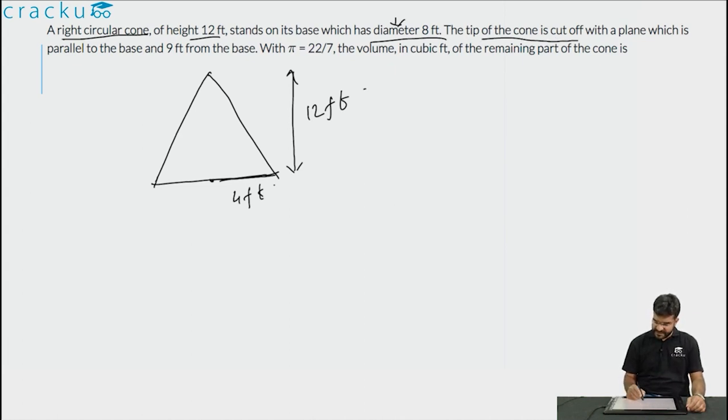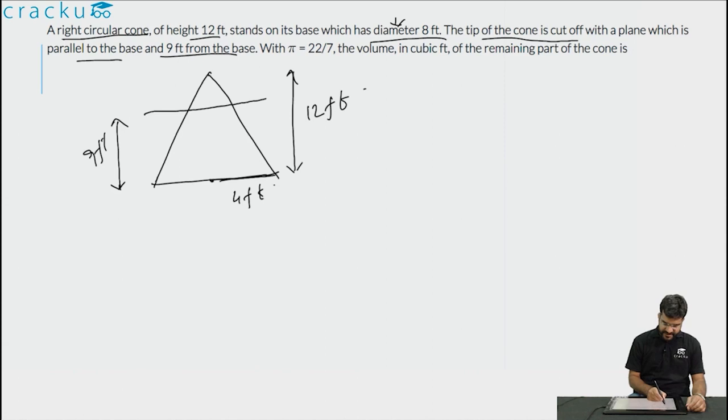The tip of the cone is cut off with a plane which is parallel to the base and 9 feet from the base. So at a height of around 9 feet, a plane cuts off a small cone at the top from the larger cone. Now with pi as 22/7, in cubic feet we are required to find out the volume of the remaining part of the cone. The remaining part of the cone is basically a frustum. So we are required to find out the volume of this part.